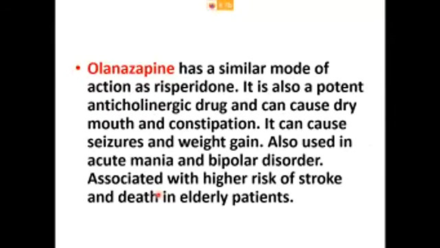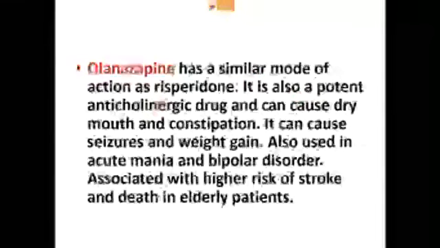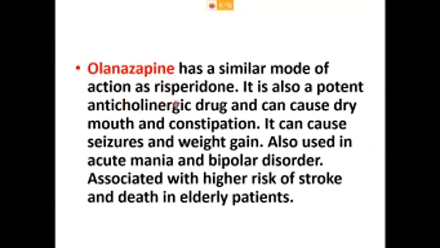Now coming to olanzapine. Olanzapine has a similar mode of action like your risperidone. It is a potent anticholinergic. Okay, because of anticholinergic activity, it can cause dry mouth, constipation. It can cause seizures and weight gain.